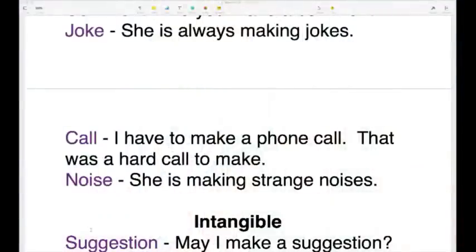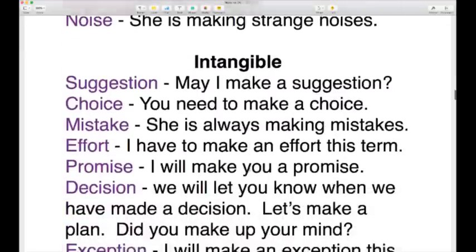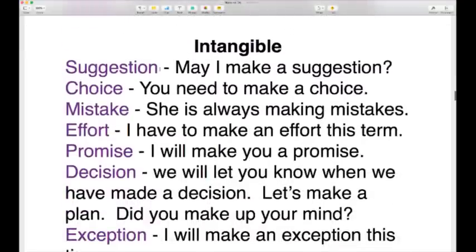Let's carry on. So, we also, after speaking, we said the word intangible. We use make when we're talking about intangible things, things that you cannot touch and feel and see and hear. So they're things that come out of our heads. Well, intangible just means something you can't touch, okay? But in this case, a suggestion is what we're talking about. So, may I make a suggestion? Try to remember this phrase. We use this phrase a lot.